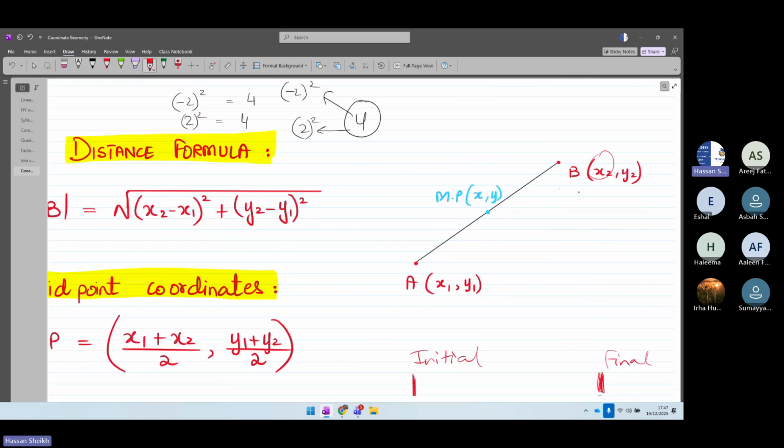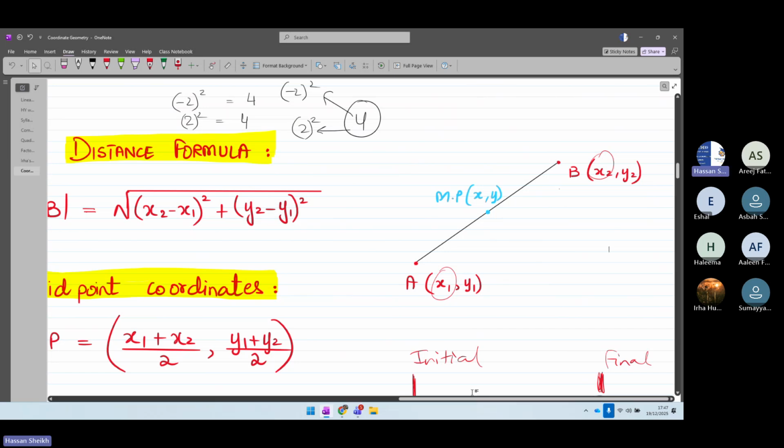Do you agree x2 is the final point? And x1 is the initial point. So is it okay, x2 minus x1, plus y2 minus y1, and then we take the whole square? It comes from the Pythagoras theorem of trigonometry.